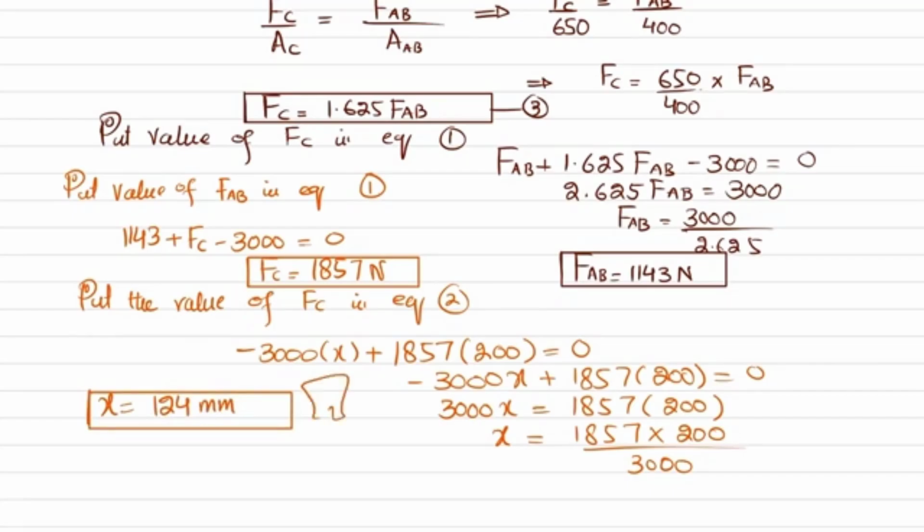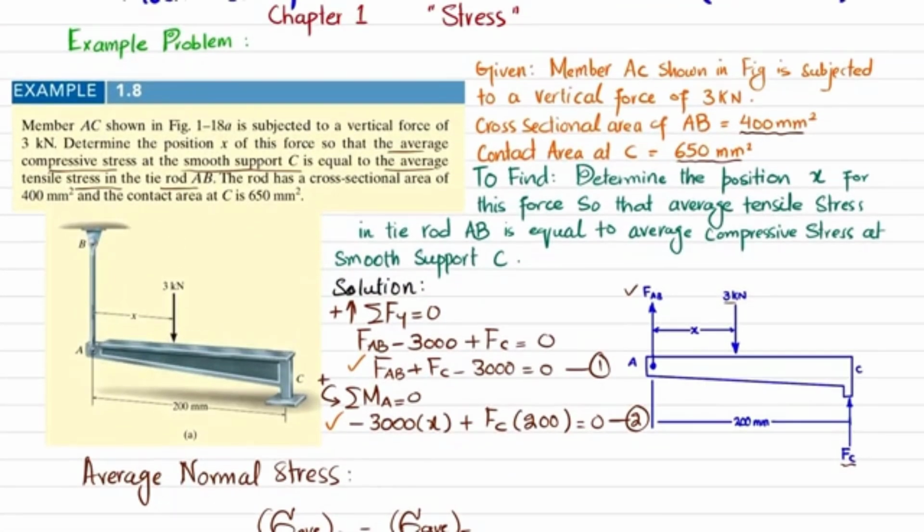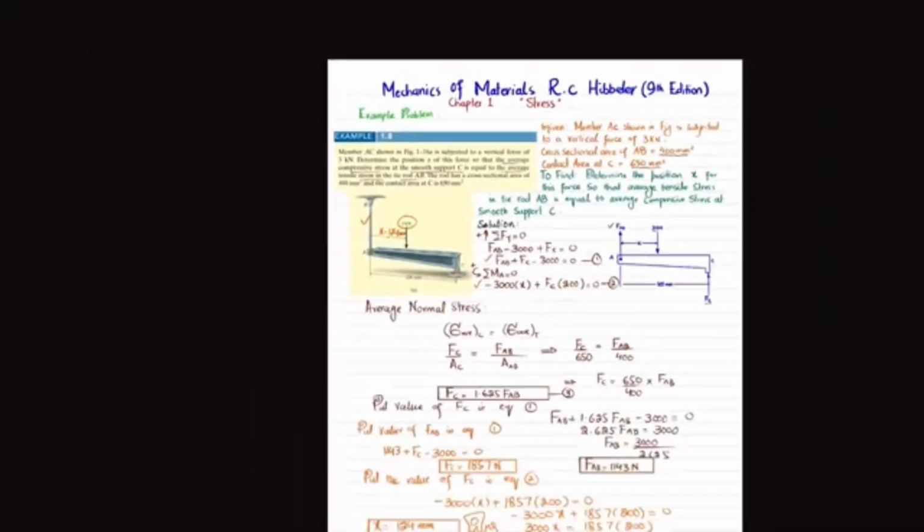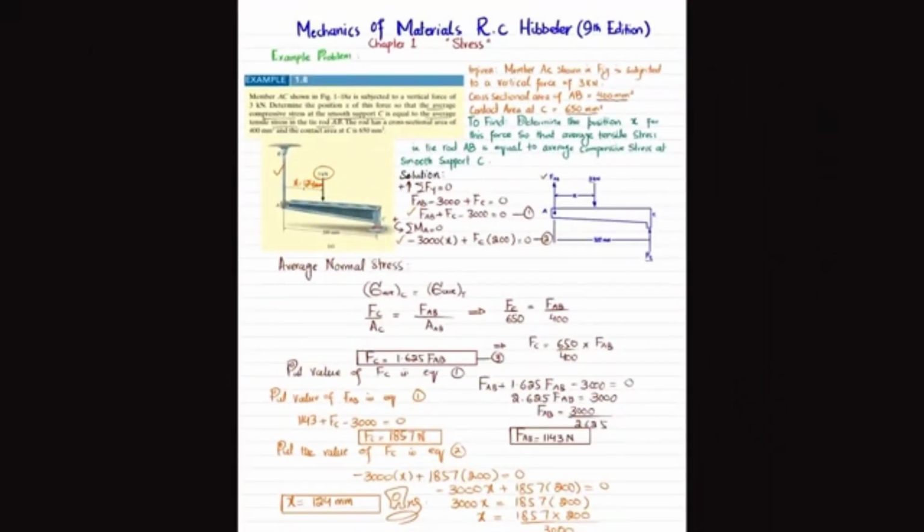So the value of x is equal to 124 millimeter. When a load of 3 kilonewton acts at a distance of 124 millimeter from point A, it will result that average normal tensile stress in tie rod AB will be equal to the average normal compressive stress at the smooth contact surface at point C. And that was all about this problem, example 1.8.